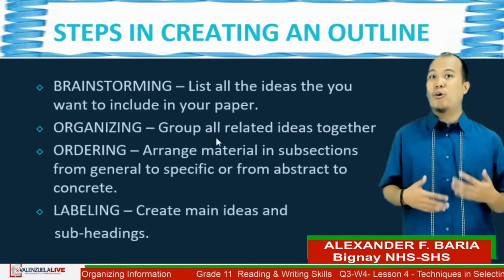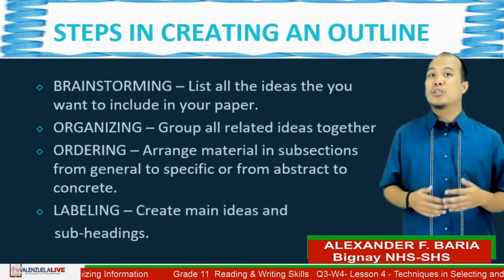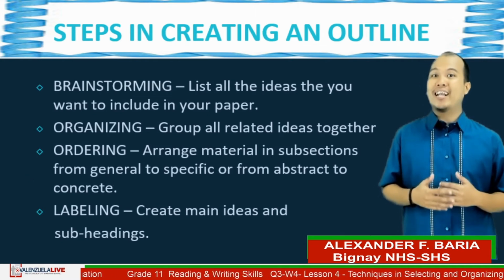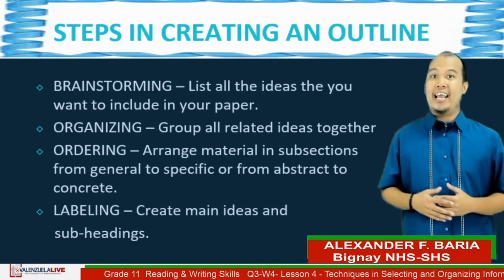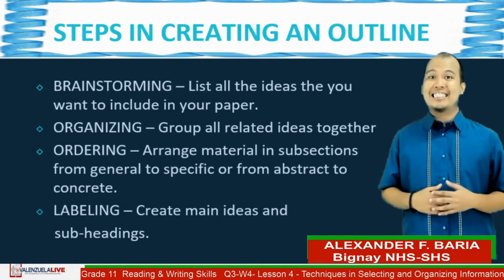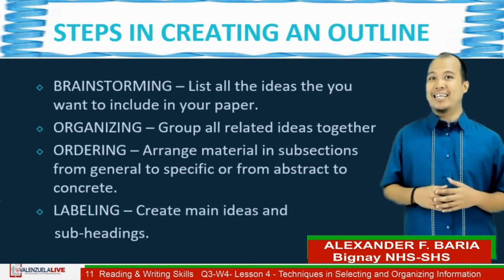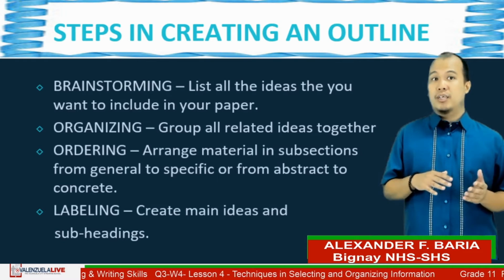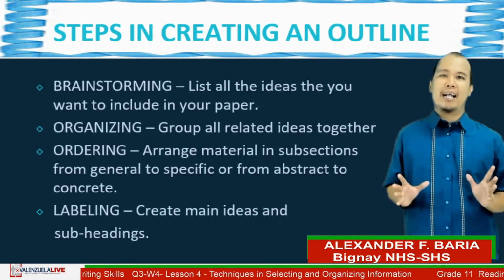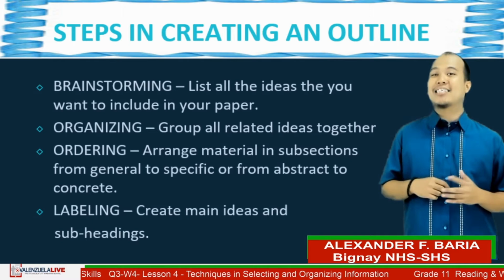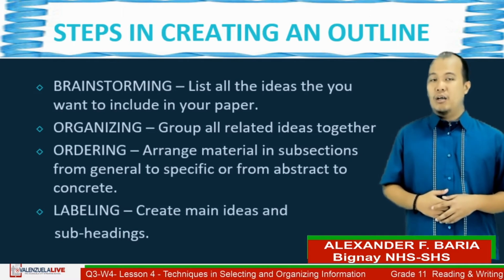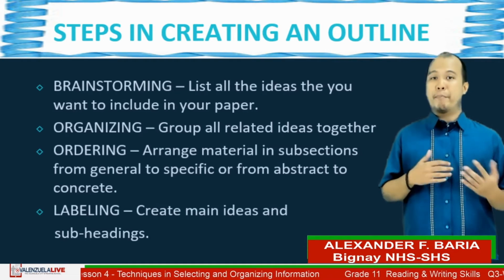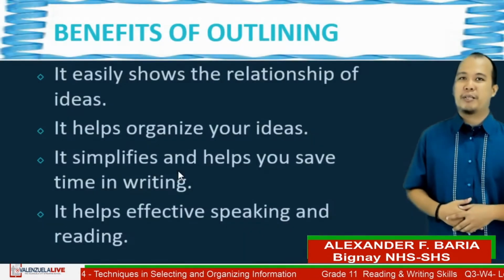And after brainstorming, we do organize. So organizing is another step. It groups all related ideas together. And by grouping, we need to put it in sequence. We have ordering. It arranges materials in subsections from general to specific or from abstract to concrete. And lastly, we have labeling. In labeling, we create main ideas and subheadings with the major and minor details.